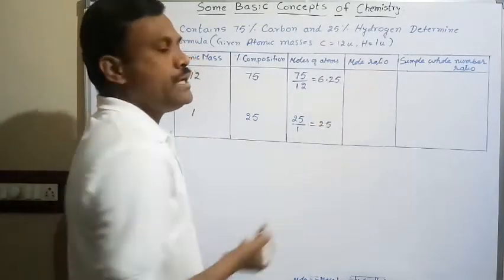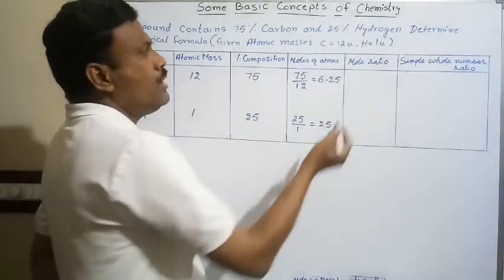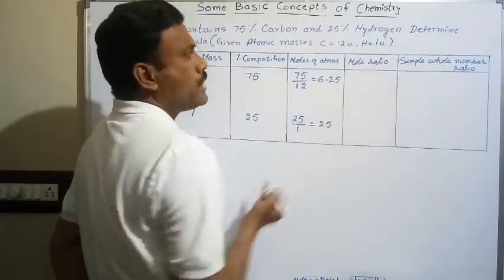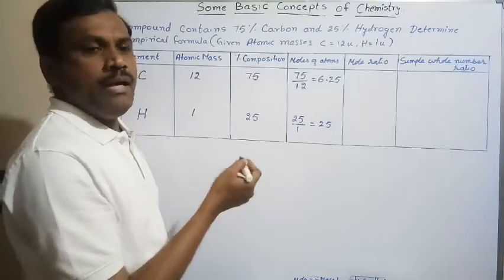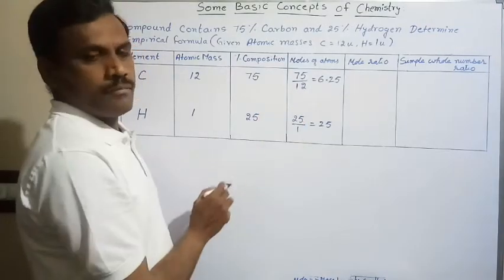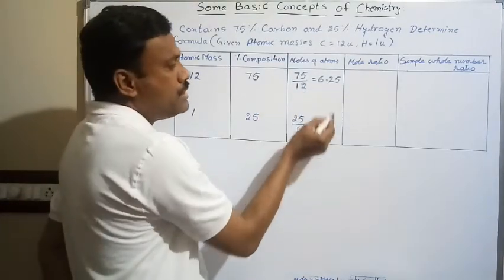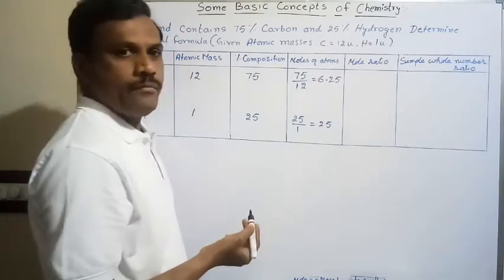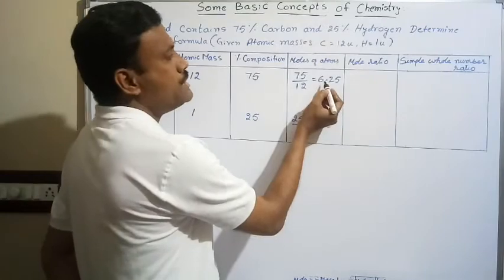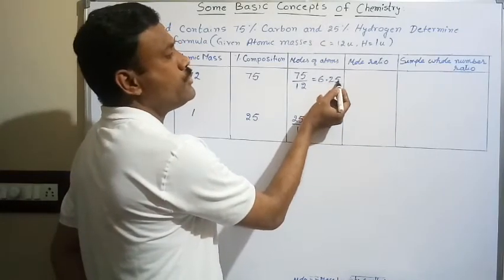Next, mole ratio. To find out mole ratio, divide by the smallest number. Among these two, 6.25 and 25, the smallest number is 6.25.